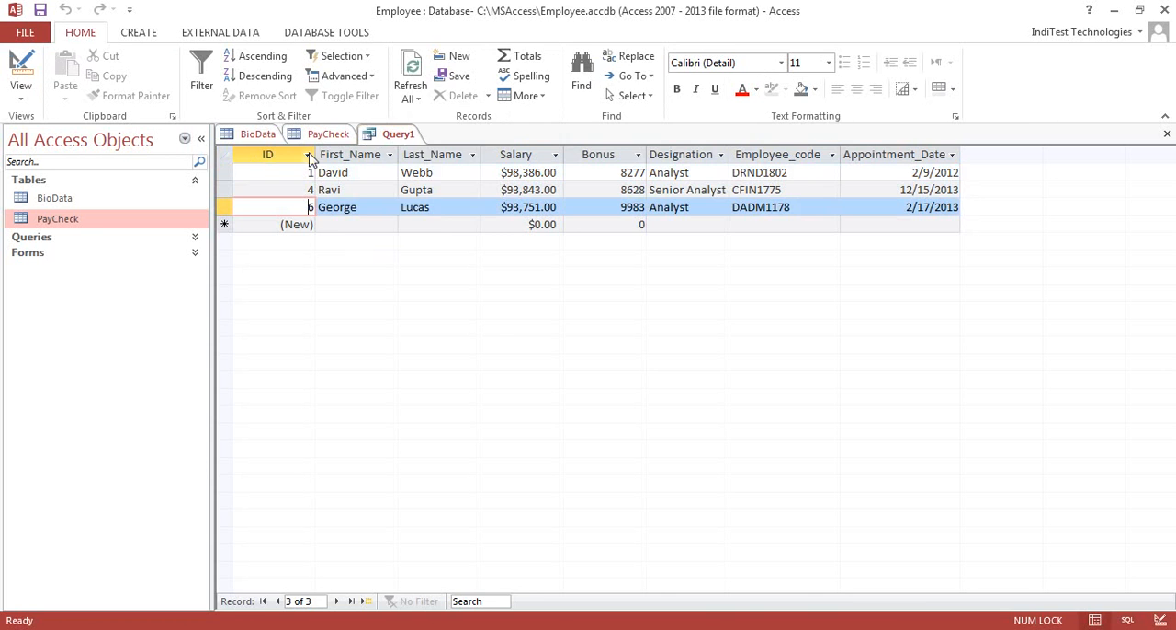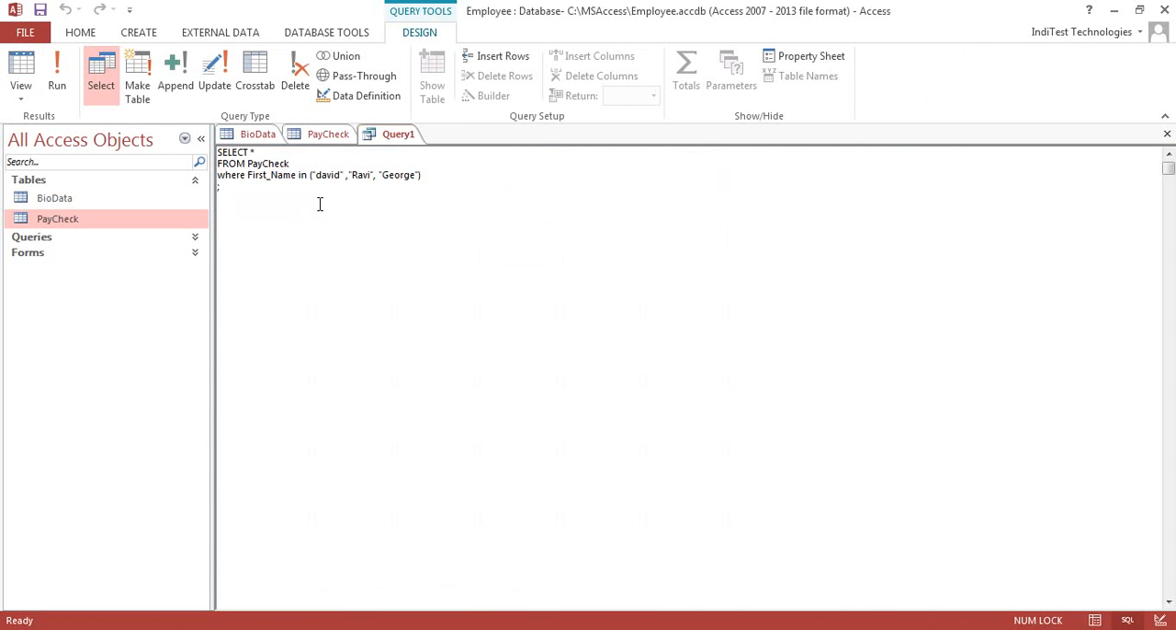So the IN operator essentially decreases your pain of writing first name equals this name, or first name equals this name again and again, and it's a much cleaner way of writing up your code in SQL. So this is all about the IN operator.